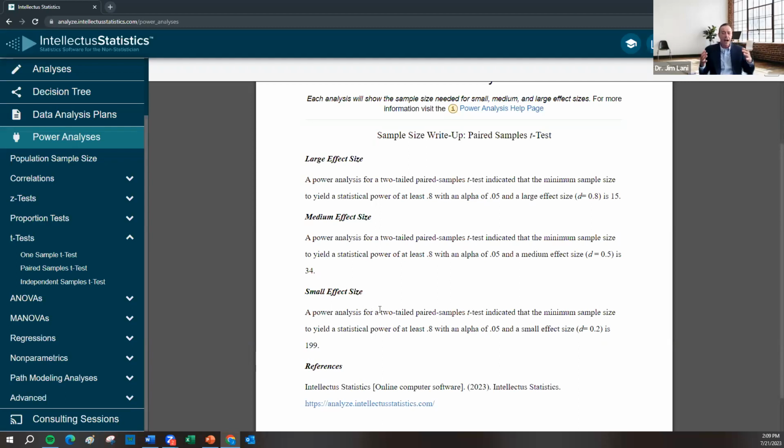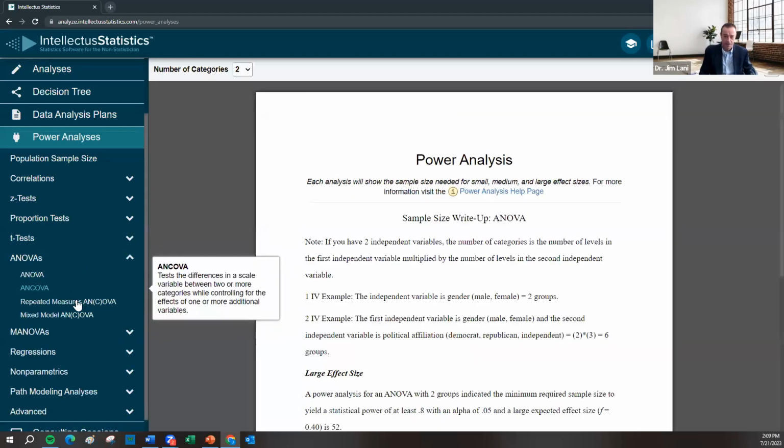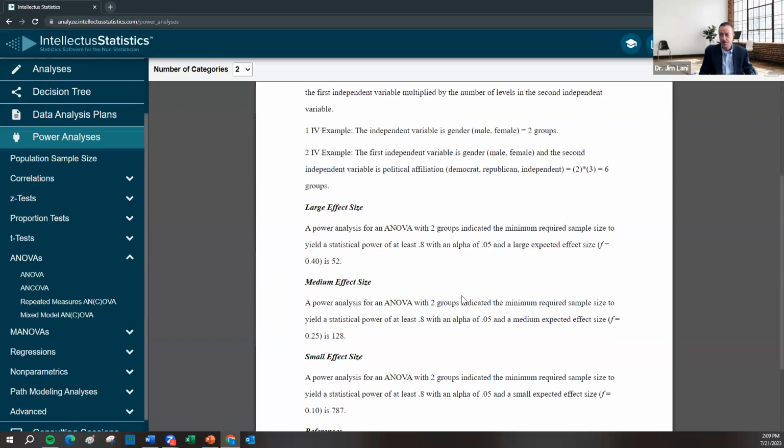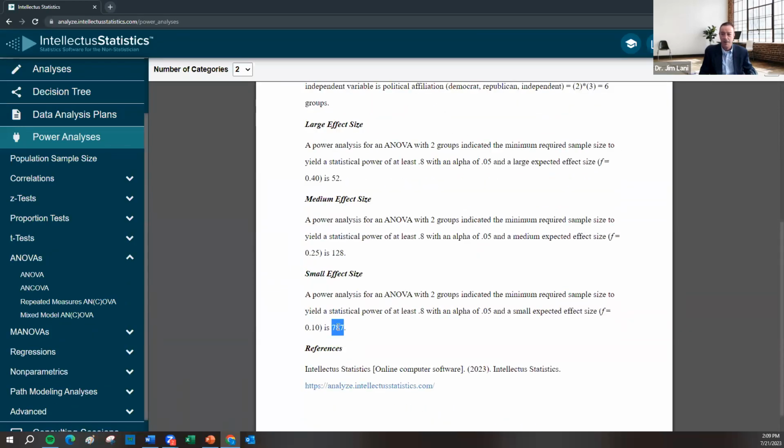There's also a practical implication. That is to say, guess what? I cannot get 199 people. Or for ANOVAs, right, just look at this. I'm looking to do an ANOVA with 2 groups. For those variables, I've noted in the literature that it's a small effect on GPA by groups, or something of this sort.